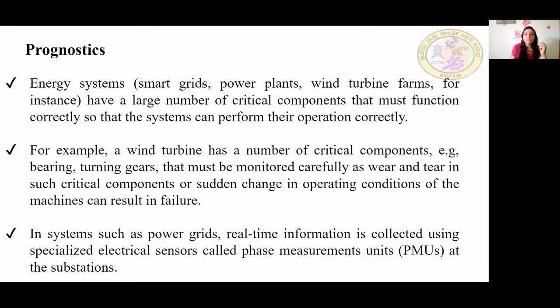Energy systems, smart grids, power plants, wind turbine farms, for instance, have a large number of critical components. They should function correctly so that the system can perform its operation correctly. For example, turning gears, bearings, many components will be there, right? In systems such as a power grid, real-time information is collected using specialized electrical sensors. Which electrical sensor do we use here? Phasor Measurement Unit, PMU, at the substation.